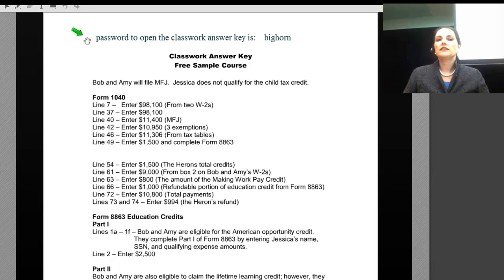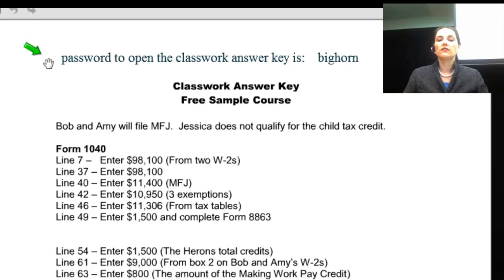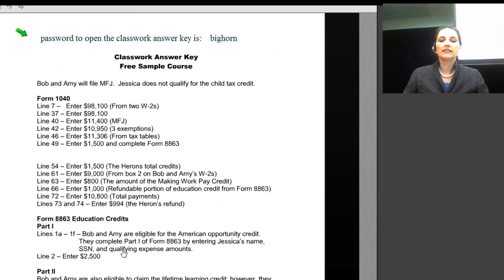Now, I did tell you that during today's class I would be giving you a couple of passwords and that you needed to stay tuned for those. Well, the first password of the day is the password that you will use to unlock the classwork answer key that I just showed you. The password is Bighorn, and that's B-I-G-H-O-R-N.